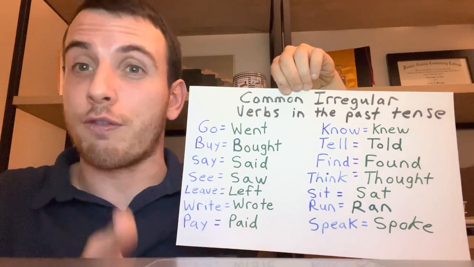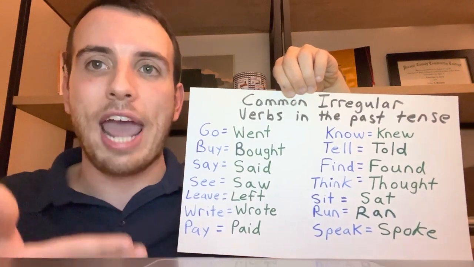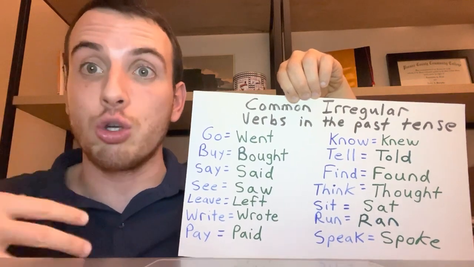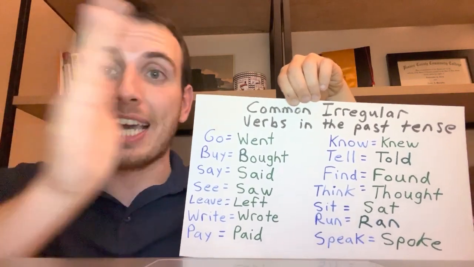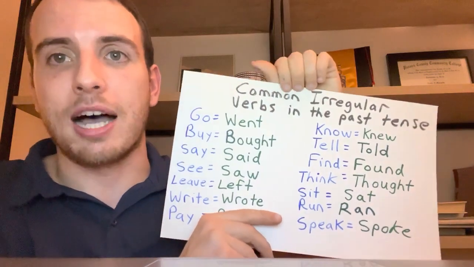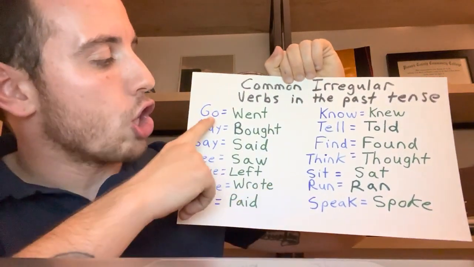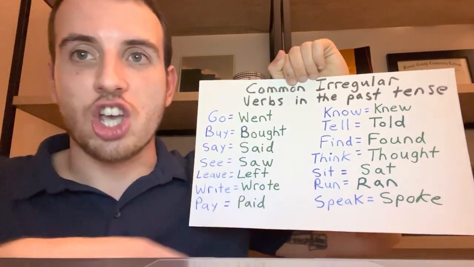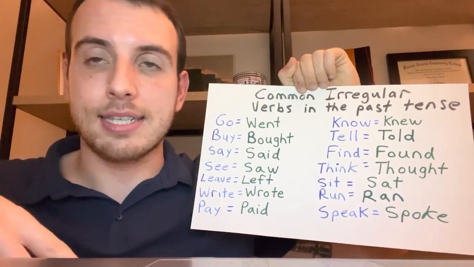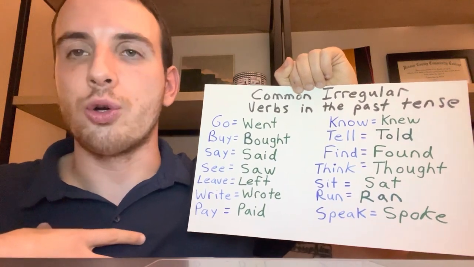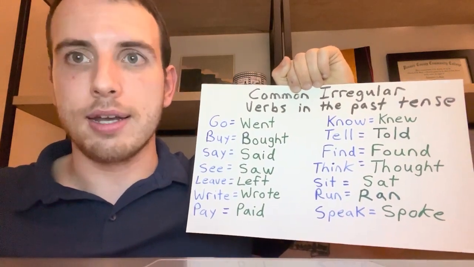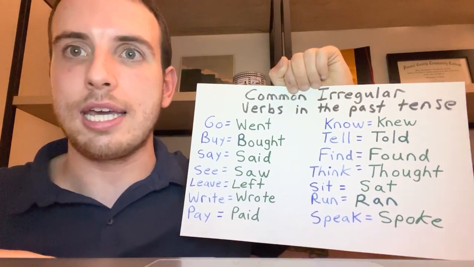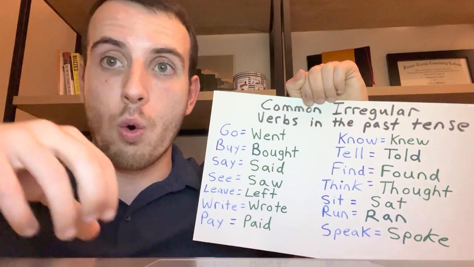Now, here are some other examples of irregular verbs in English that are commonly used. These can be a bit confusing, but the best way to learn them is just to study them and try to use them when speaking about the past as much as possible. For example, go becomes went. Presently, I can say, I go to the store. But in the past, I can say, I went to the bakery. So go, went.